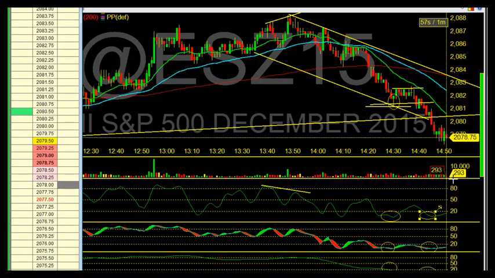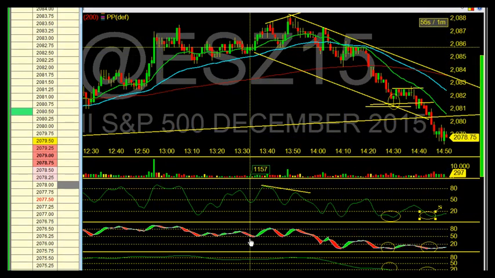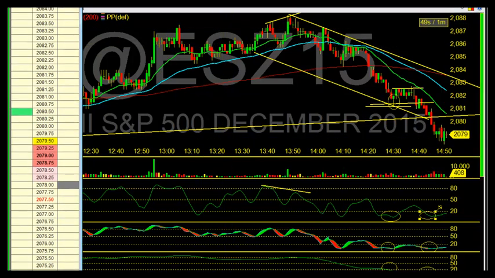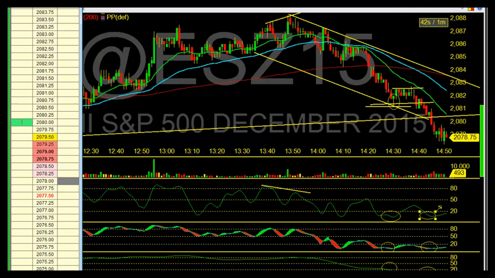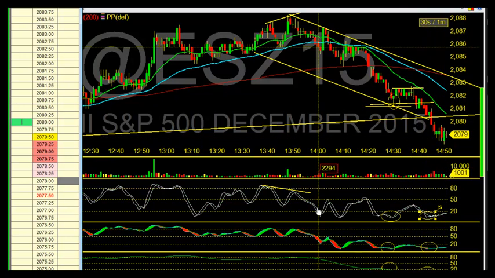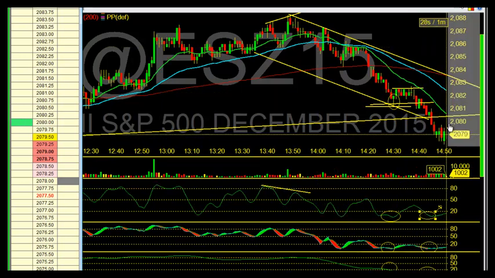A little piercing pattern, pushing back into the previous candle. It's holding up above our stop, right above the lows. We're just looking for a little bounce here. Maybe we're up to 2080. Lots of times you'll break down through this channel line just to retrace back up to it. 20 period moving average coming down to meet it.